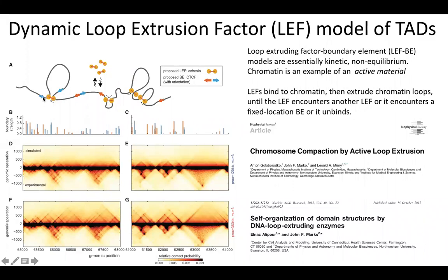Another key ingredient in these models are so-called boundary elements, which are these red and blue factors, and they block loop extrusion. And so loop extrusion in these models occurs until either the loop extrusion factors, the little orange dumbbells, arrive at a boundary element, or they're also blocked by each other. And down at the bottom here, you can see a comparison between the simulated contact map based on this loop extrusion factor model, and also experimental data from experiments.